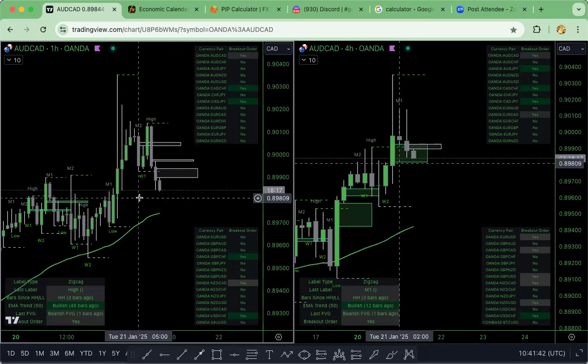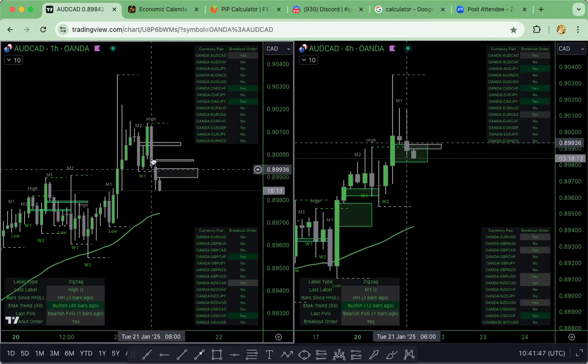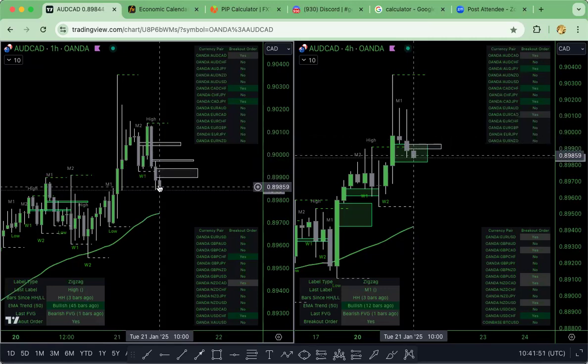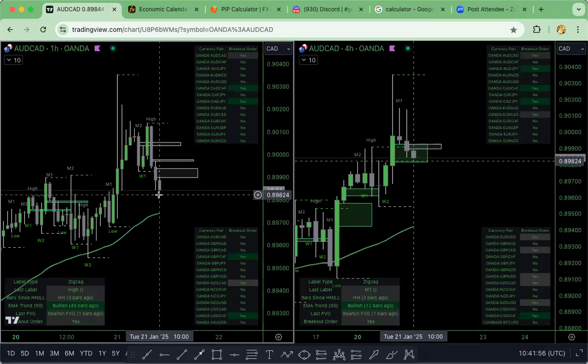You got a 4-hour breakout order. Price action did what? It's already pulled back into this FVG, it's reversing, and then boom. Now you've got a 1-hour breakout order on AD cat. Look at that.